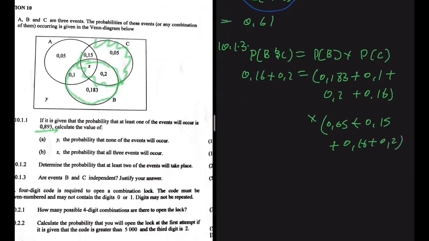So 0.16 plus 0.2 will be 0.36, and that is equal to 0.36008. We can see that 0.36 is approximately 0.36008, right? So we can conclude that events B and C are independent of each other because they satisfy this definition here.